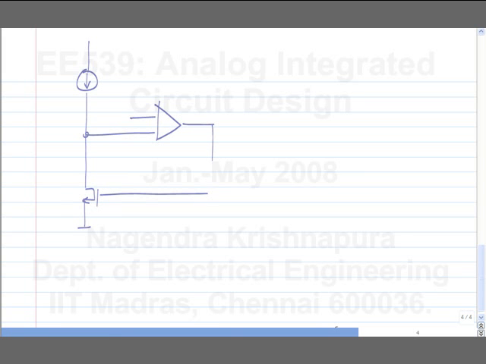This is the picture I have. In open loop, if I break the loop and examine it, the pole at the output will be of the order of GDS by parasitic capacitance, and here also if I use a differential pair, it will be of that order. And here also it is GDS by CP. And the gain of this is of the order of GM by GDS.